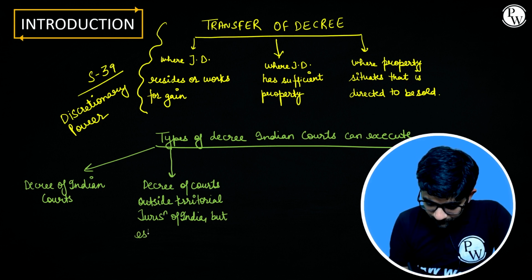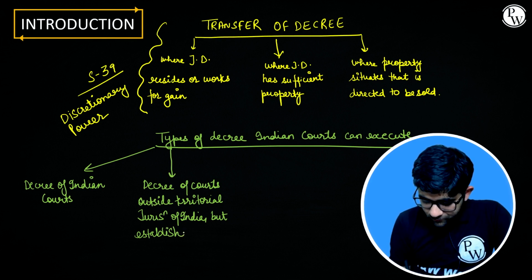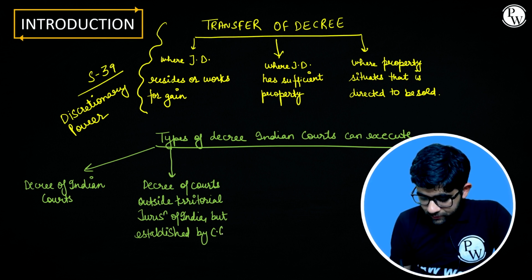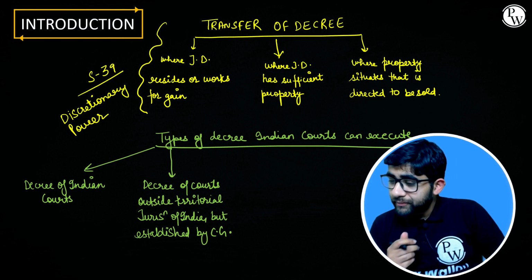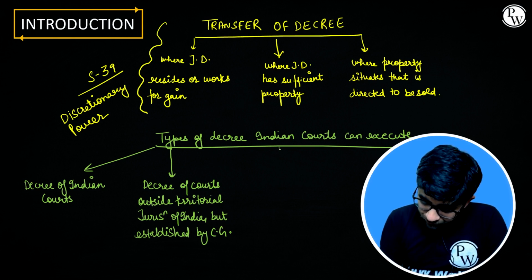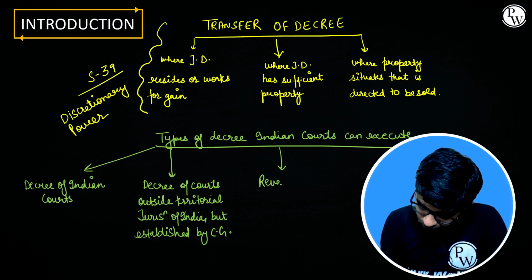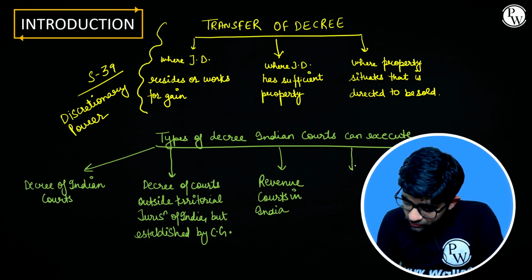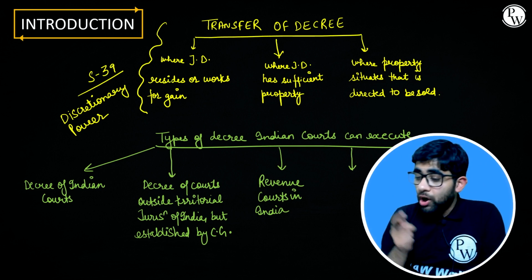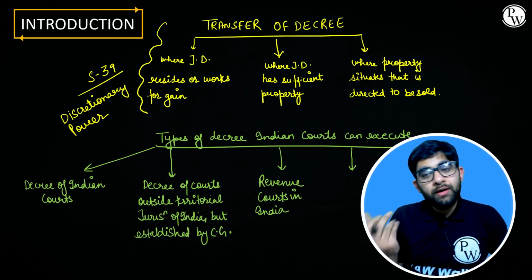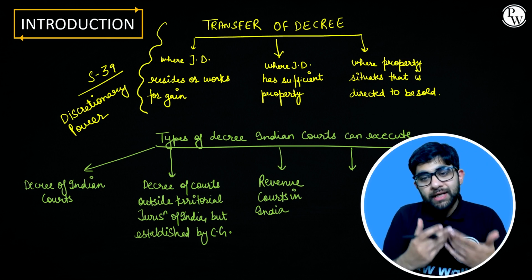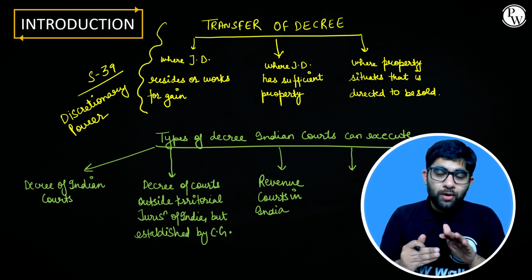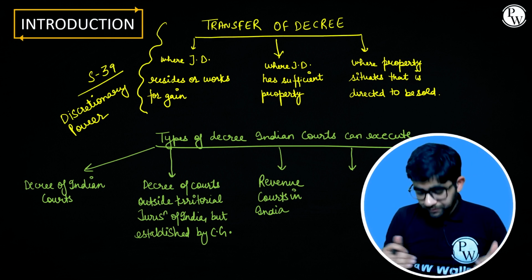Next shall be revenue courts in India. Now, last and final is execution in foreign territories of decrees passed in Indian courts. For example, if a person has a property in Singapore or Switzerland, and the decree has been passed by an Indian court, then the decree can be executed by the Indian courts.